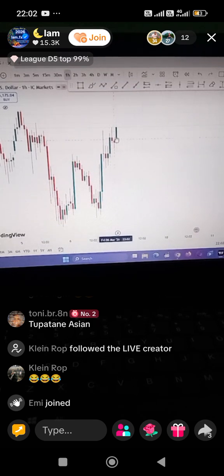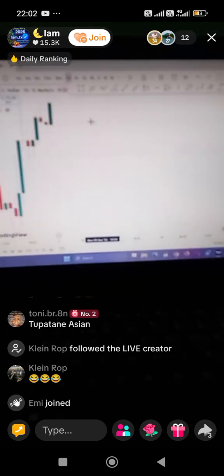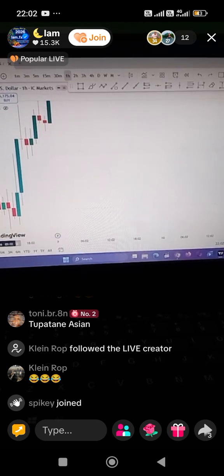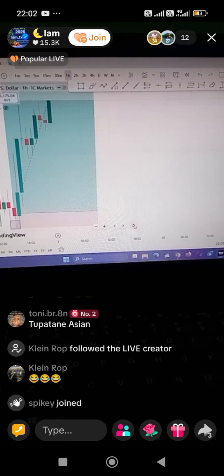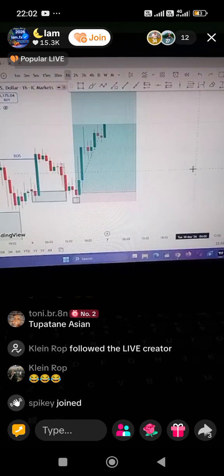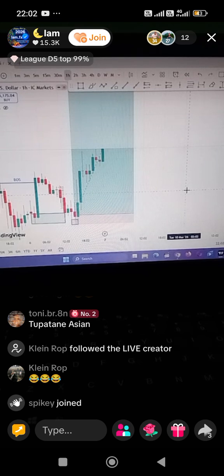Look at this bearish indecision candle and then see what follows. Boom. Look at this bearish indecision candle. Bearish indecision candle. Boom. What follows? Boom. The knowledge that I teach here, it's 100% correct. Okay?